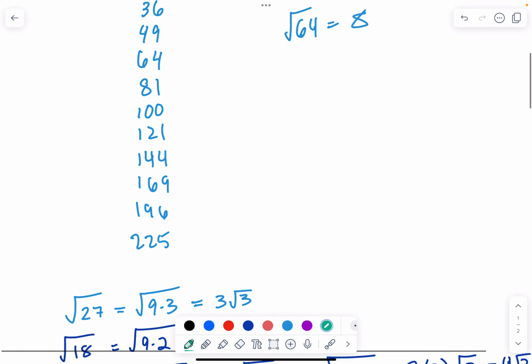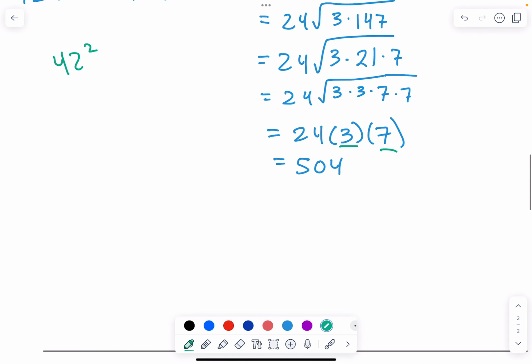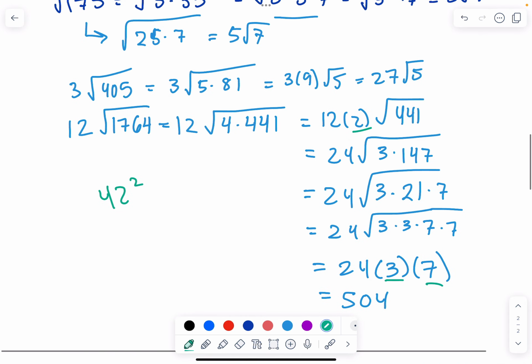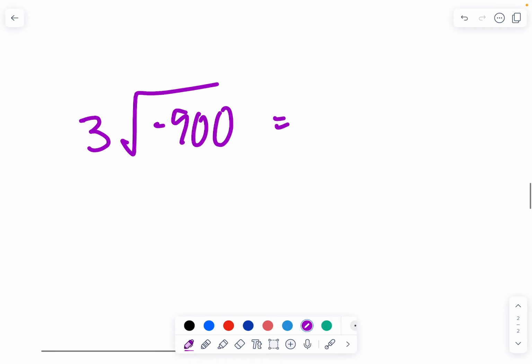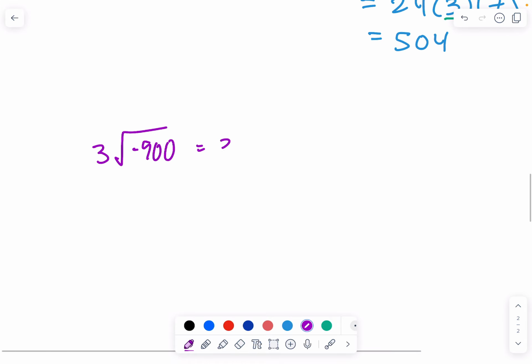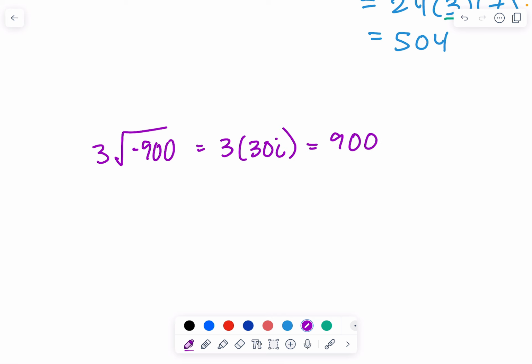Now the square roots with the negatives is basically the same thing. The only difference is if you have a negative under the radical, you just have to pull out an i. So 3 root negative 900, for example. The square root of 900 is 30. But because it's negative, I'm going to pull out 30i. So 3 times 30i would give us 90i.